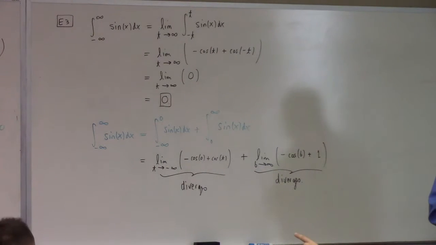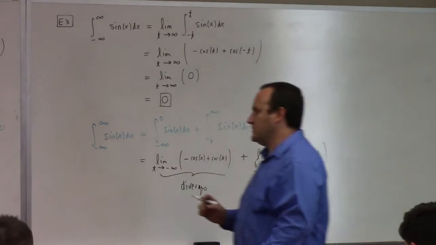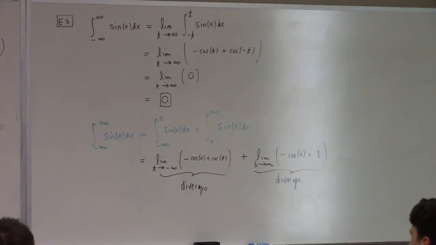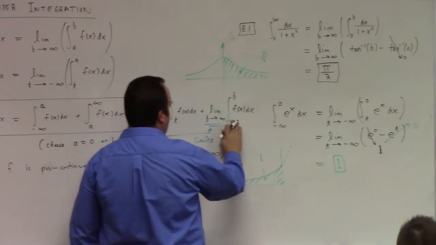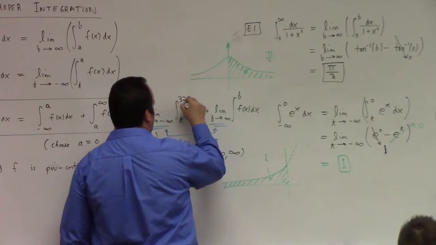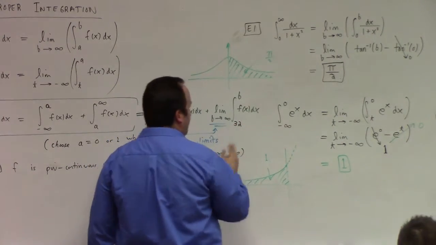Is there a reason that the first limit is t to 0 and then the other one's like a to b? Oh, that was supposed to be 0. Oh, okay. That's supposed to be a 0. Sorry about that. You could put an a in both spots, or you could put a 0 in both spots. You could put a 32. It wouldn't matter.